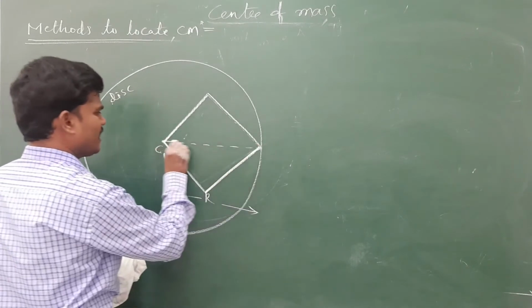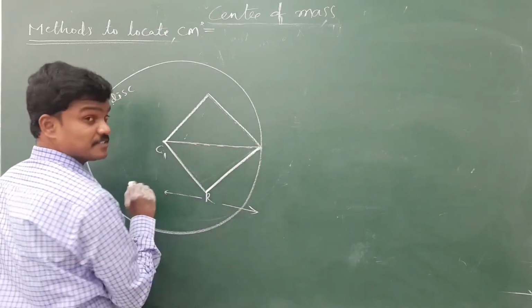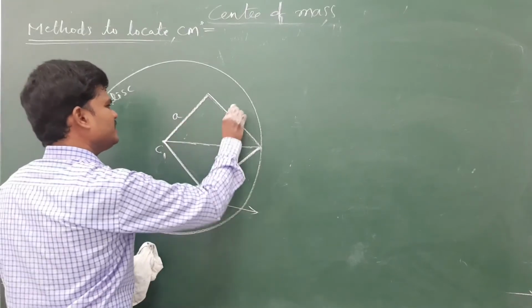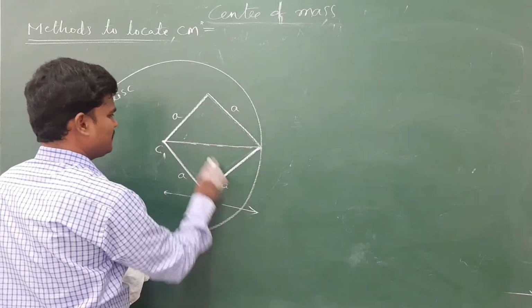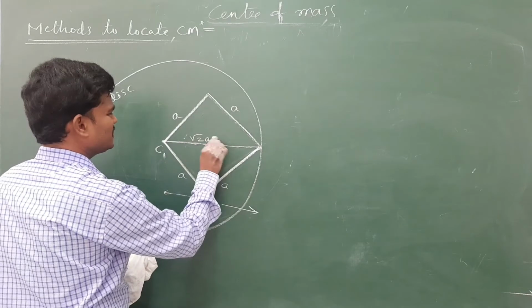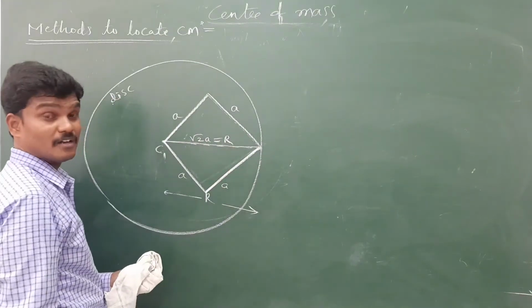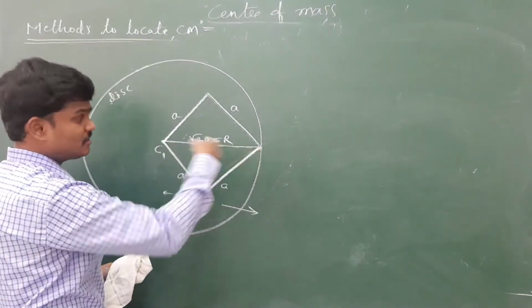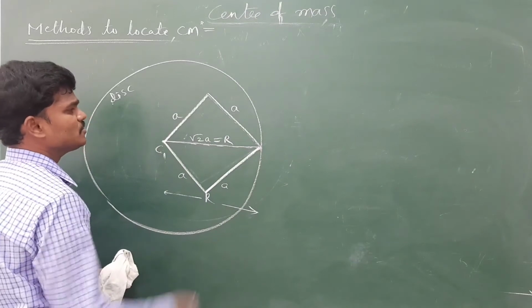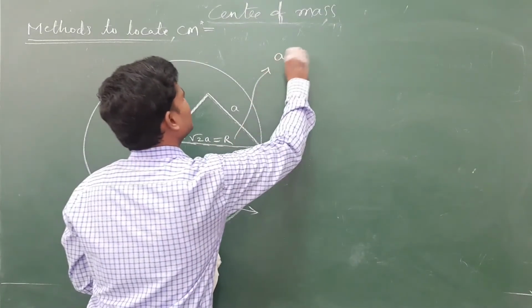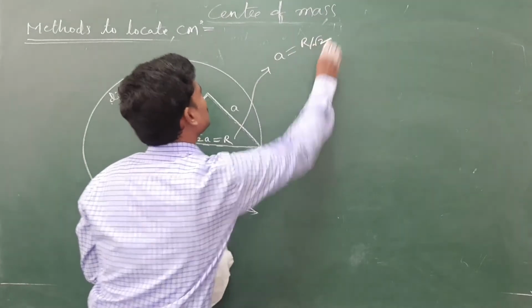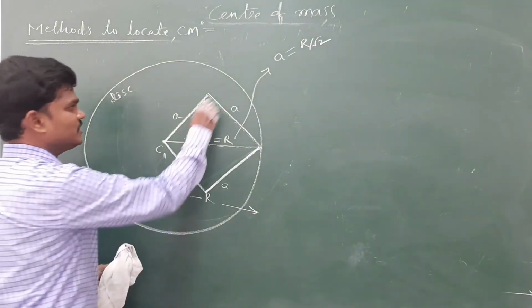Okay, this diagonal is equal to what? Radius. And the square plate side is A. If this is A, this diagonal is root 2 A. This is equivalent to R. This root 2 A is equivalent to R. So from this, A is equal to R by root 2. Okay, so this portion is cut.